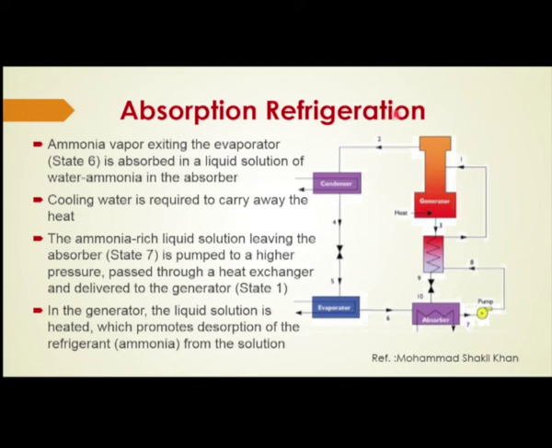This absorption type refrigeration uses minimum power compared with the previous 2 types because it replaces the compressor with 3 elements: absorber, evaporator and heat exchanger, and a small pump. It consumes very little power, so it is advantageous compared to the previous types of refrigeration.